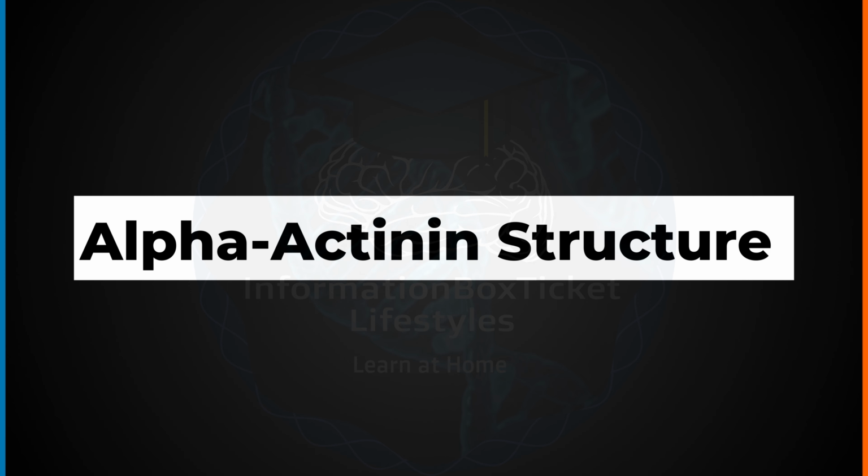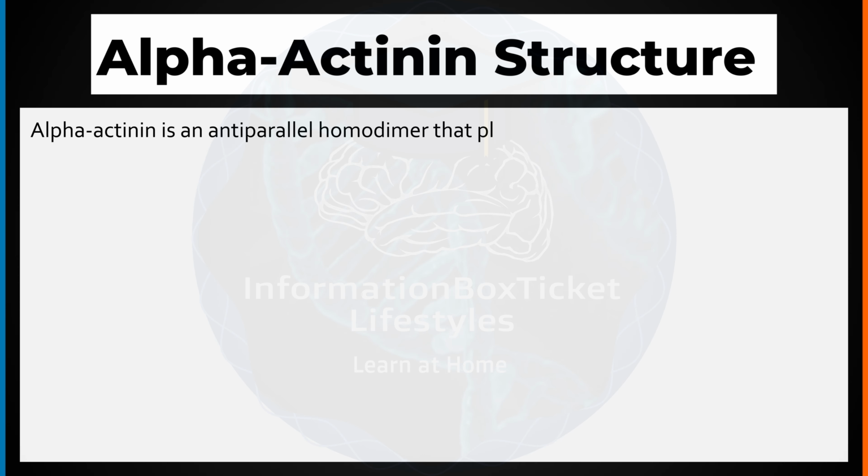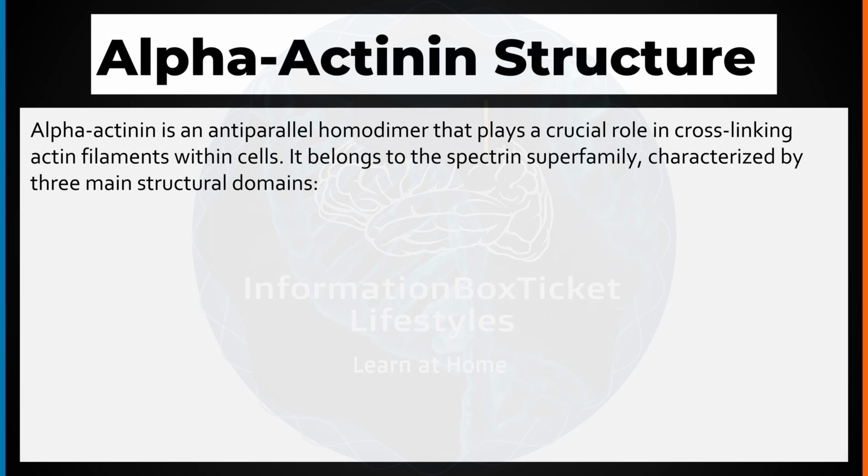Alpha-actinin structure. Alpha-actinin is an anti-parallel homodimer that plays a crucial role in cross-linking actin filaments within cells. It belongs to the spectrin superfamily, characterized by 3 main structural domains.